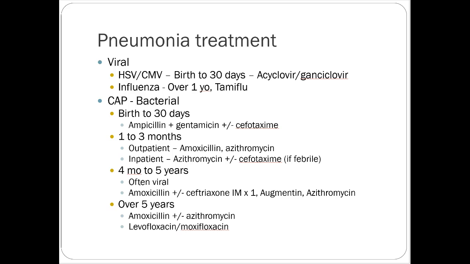So for kids birth to 30 days, you're looking at maybe viral things like HSV exposure, cytomegalovirus, and these are going to be kids who are probably immunocompromised that fall into that category. And then over 1 year old, influenza is going to be likely the most common culprit for viral infections. And Tamiflu, like we use for adults, is approved in kids over 1 year old. And they actually use it in kids younger than that too. It's just not technically approved.